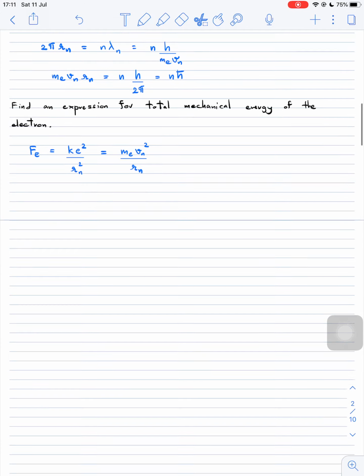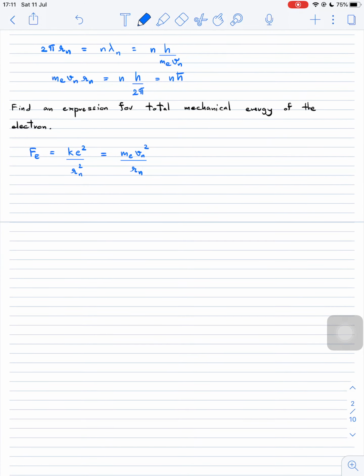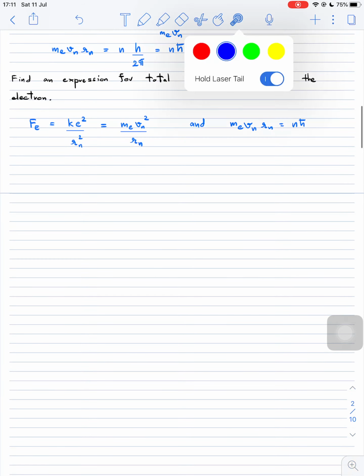Good. Now we have this one, and also we have here me Vn Rn equal to n times h bar. So we have two equations and two unknown variables. We don't know the Vn and the Rn. It means that in this case we can solve for Vn and Rn in terms of the constants and n. So let's simplify this one first.